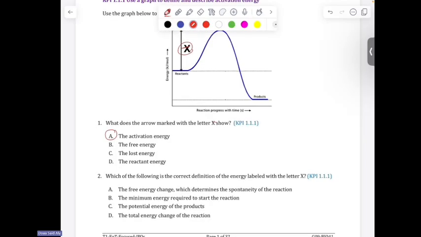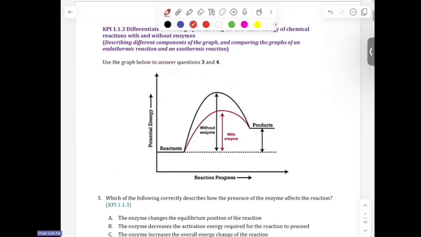Which of the following is the correct definition? Where is the keyword? Definition of energy labeled with the letter X. So again, this energy is the activation energy. What's the meaning of activation energy? Activation energy is the minimum energy required to start the reaction. So the correct answer is letter B.